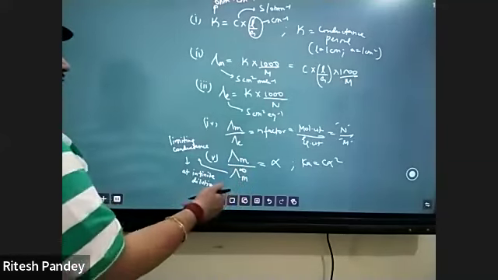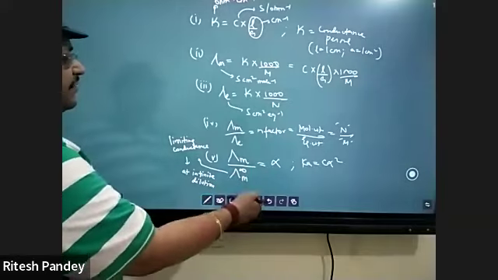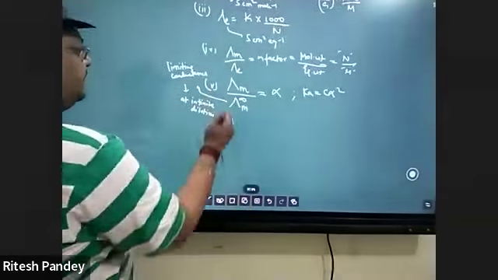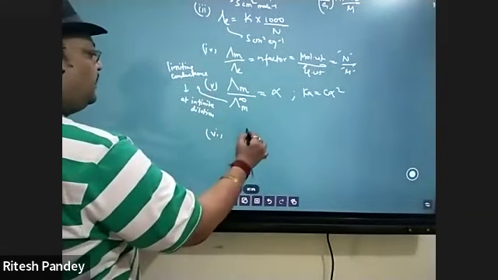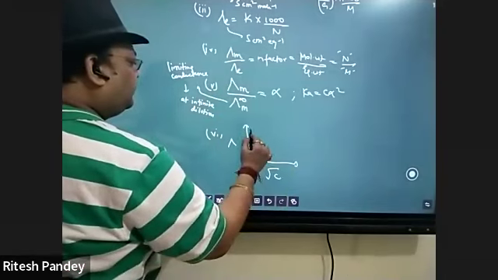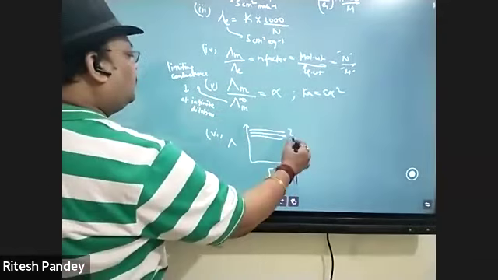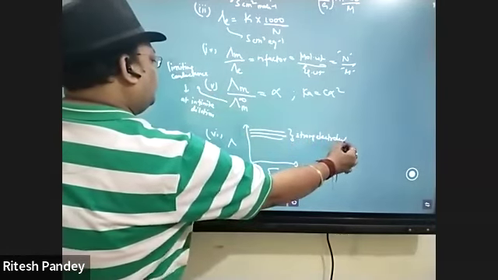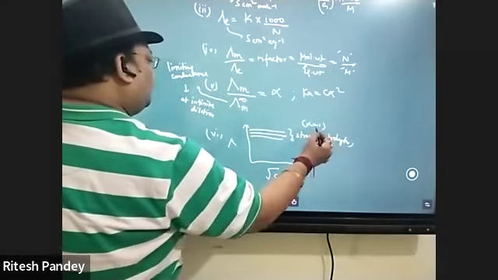It's obviously a recall that with dilution, the number of ions increases and conductance increases. A very popular plot is when you draw conductance versus root concentration, you get two types of curves. All of them are for strong electrolytes, where alpha is almost equal to 1.